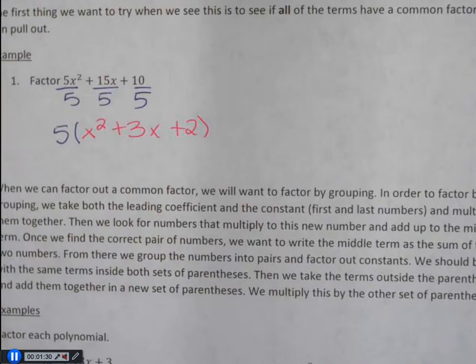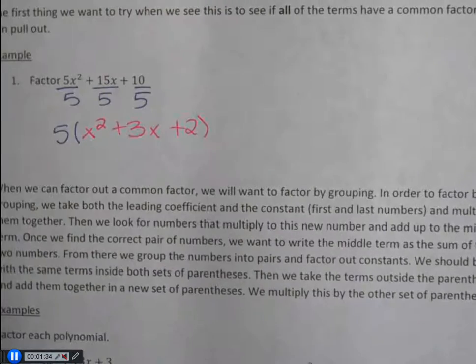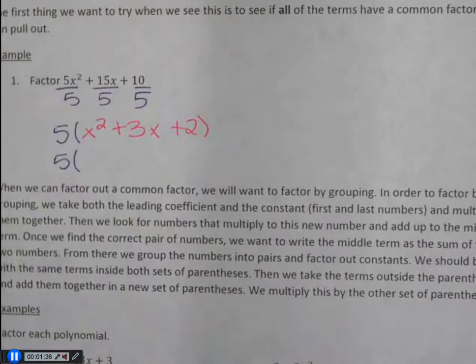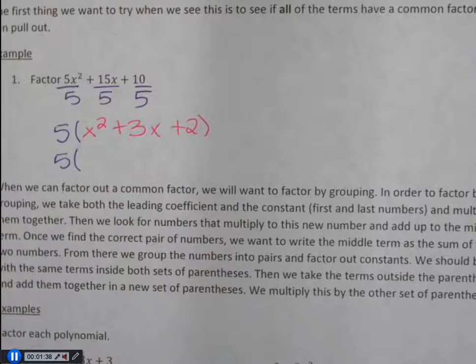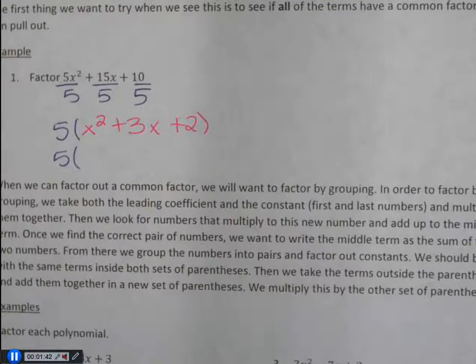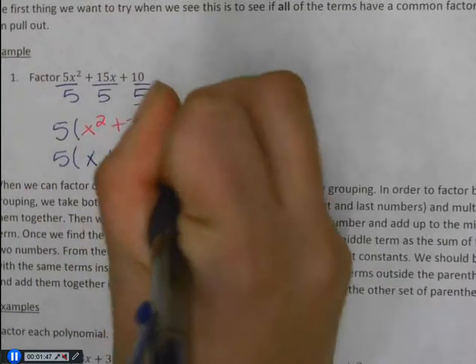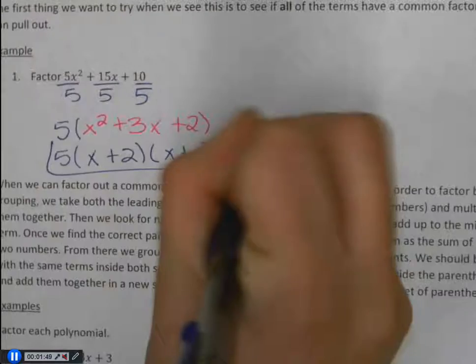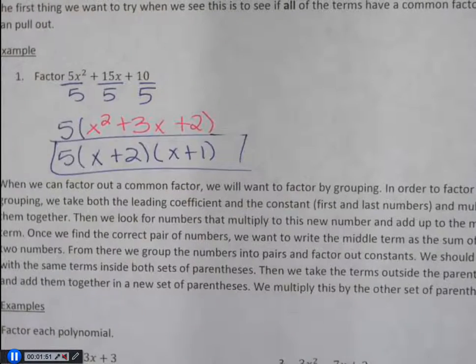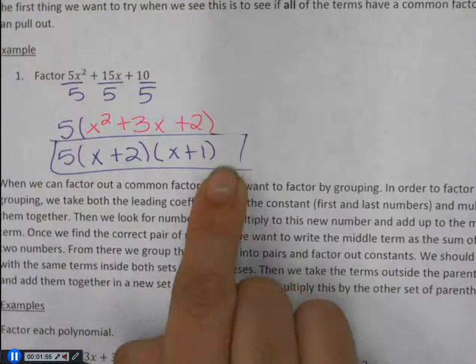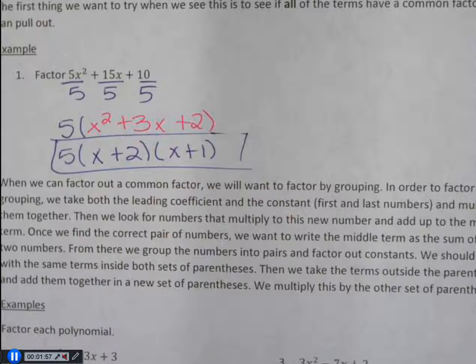So, the 5 stays where it is, first of all. What multiplies to 2 and adds to 3? 2 and 1. So I'm going to do x plus 2 in one set and x plus 1 in the other. Could I have written this in a different order? I could have. I could have switched the x plus 2 and the x plus 1. Those two can go in different orders. I can't switch signs, but I can switch orders.